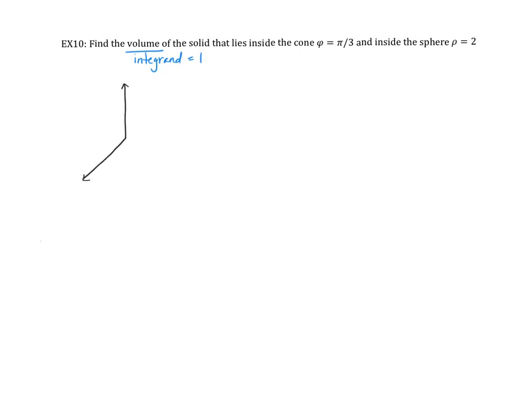I have to see where these guys intersect. So the sphere is easy. That's just a sphere of radius 2, and the center is at the origin. So I have this sphere. But I also have this cone. Now the cone, you go out 1/3 from the z axis, and you draw your cone. So where do these guys intersect? Well, they're going to intersect, and we're going to have this shape here.